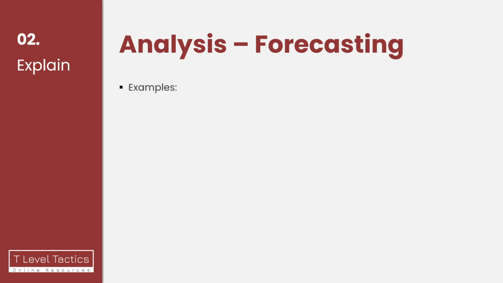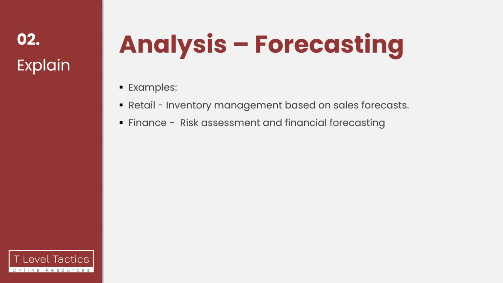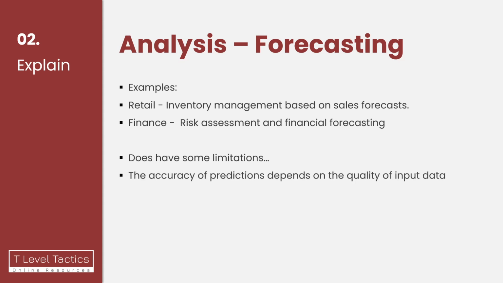Some good examples of forecasting could be in retail, where we can manage inventory based on sales forecasts and how much of each item we might need. It could be in finance and risk assessment and financial forecasting. But it does have some limitations. The accuracy of predictions depends on the quality of the input data, and rapid changes can render predictions completely inaccurate.